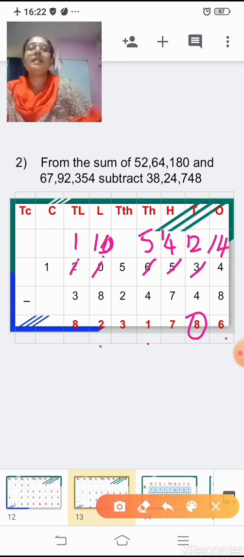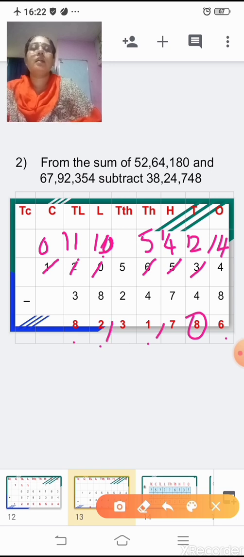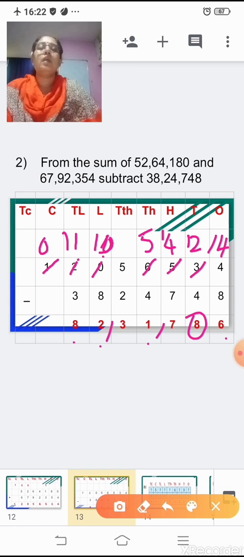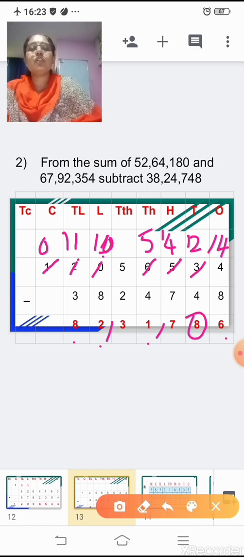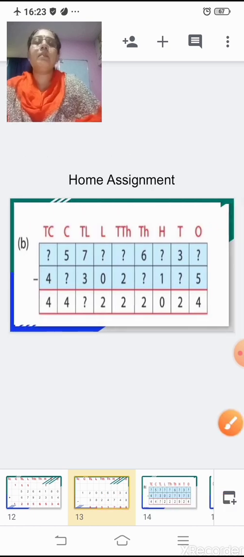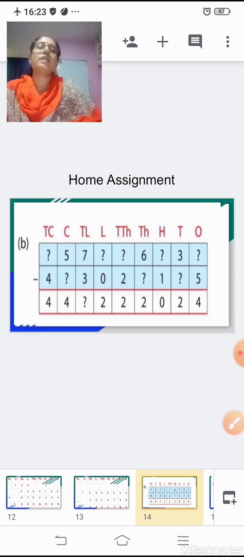In the 10 lakh place, it is 1 minus 3. You cannot subtract. So you will borrow from the crore place. Already it is 1. So this number will become 0. And here the number will become 11. Now when you count the number after 3 till 11, you will get 8 as the answer. So when you place the commas, you will read the number as 82,31,786.